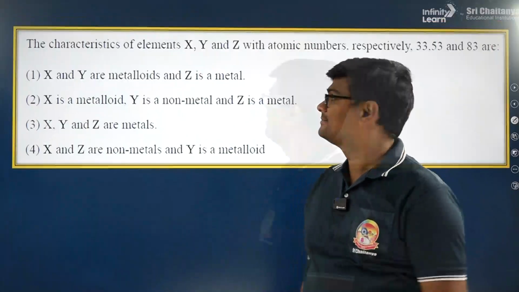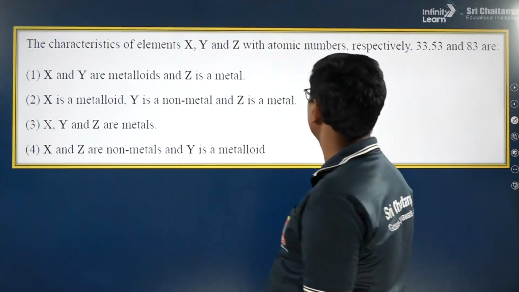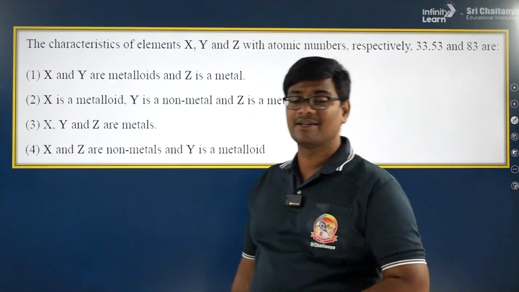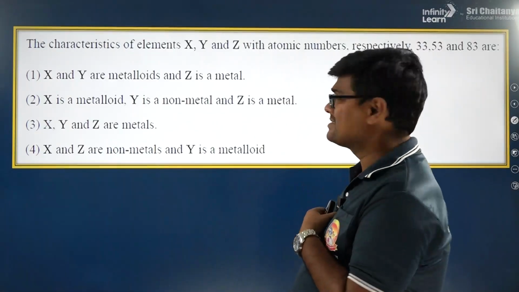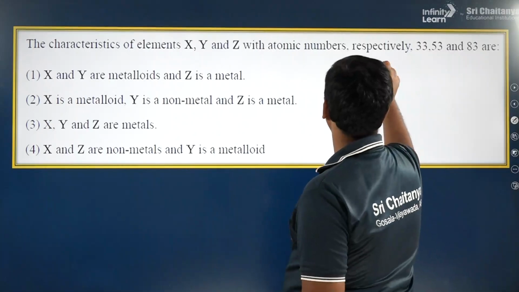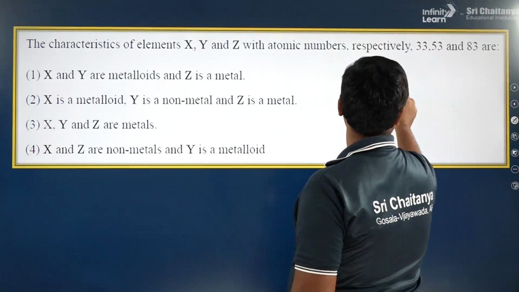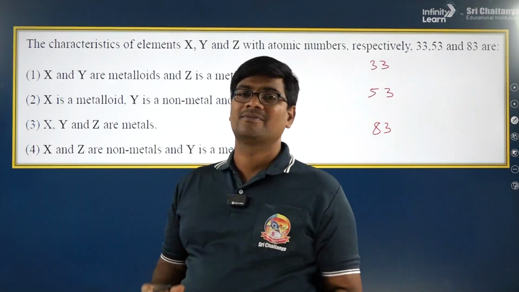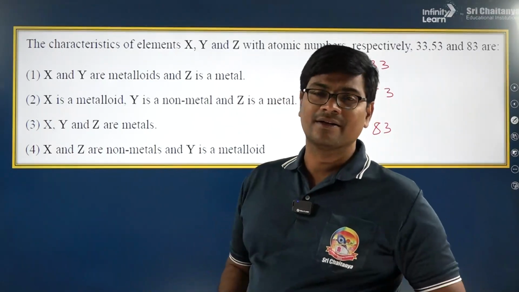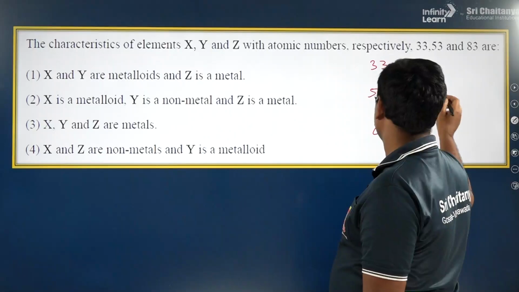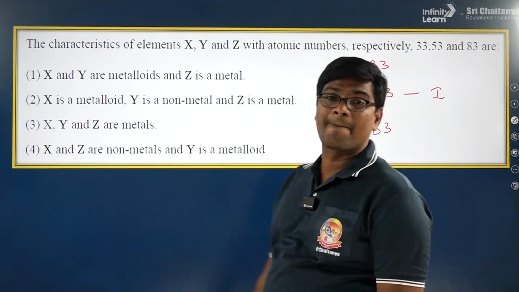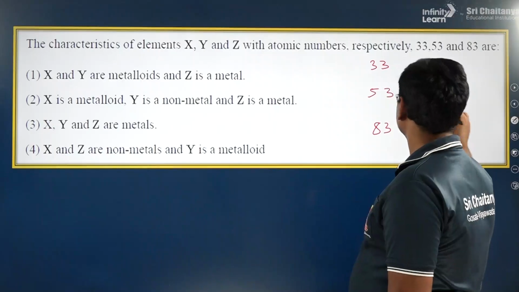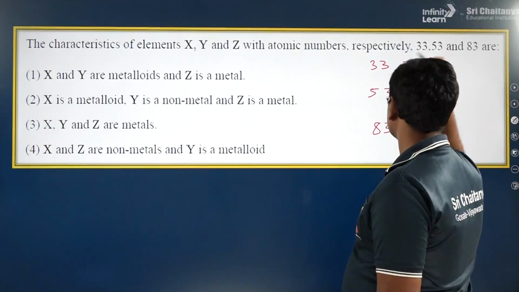Let's go for the next. The characteristics of elements X, Y, Z with atomic numbers respectively 33, 53 and 83. We have already seen this type of problem. Let us see the statements. So here 33 and then 53 and then 83. With this we need to first have command on atomic numbers and then element. 53 is very famous. What is that? Iodine. That we are clear. Then what about 83? That is bismuth. What about 33? That is arsenic.